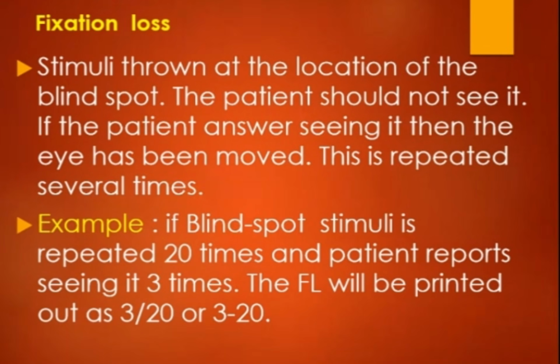So the machine also uses a system with which it monitors the focus of the eye of the patient. So at any point the eye moves away from the fixation target, the machine also records it as fixation loss. So the machine has all these capabilities in it. If the eye moves away from the fixation target, the machine captures it as a fixation loss and also records it.